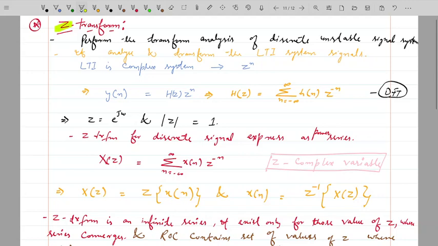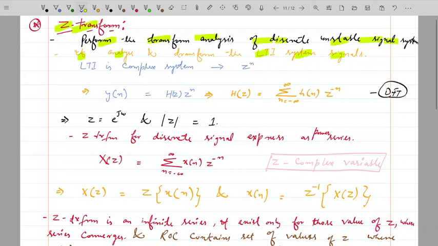So let's start the video. Basically, what is the Z transform? The Z transform is a transform that performs the transformation analysis of a signal from the time domain to the frequency domain. It performs the transform analysis of a discrete time signal, basically for discrete signals, or we can say some unstable signals in signals and systems. It analyzes and transforms linear time invariant system signals.